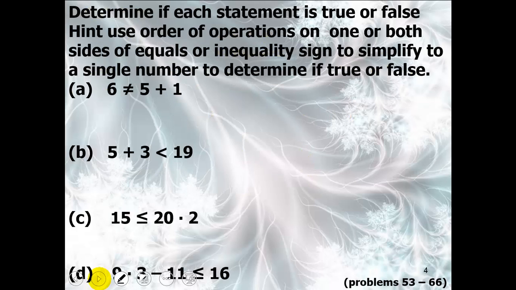Determine if each statement is true or false. Hint, use order of operations on one or both sides of the equals or inequality sign to simplify to a single number to determine if it's true or false. All right? So, example A, we have 6 is not equal to 5 plus 1. Well, the first one, 6, that's pretty simplified. I'm going to change my pen here real quick. Sorry about that.